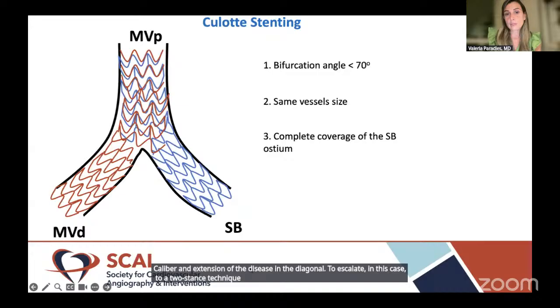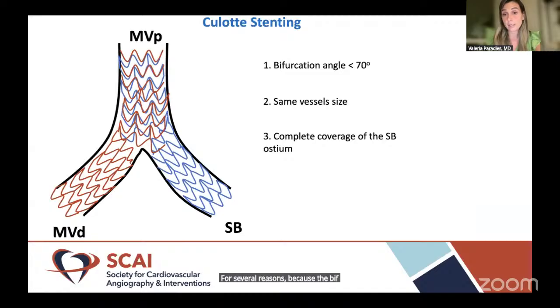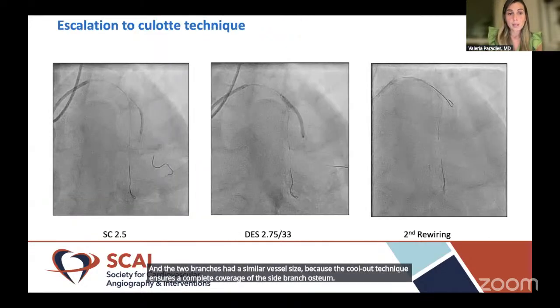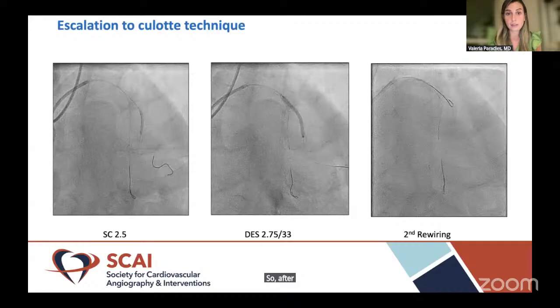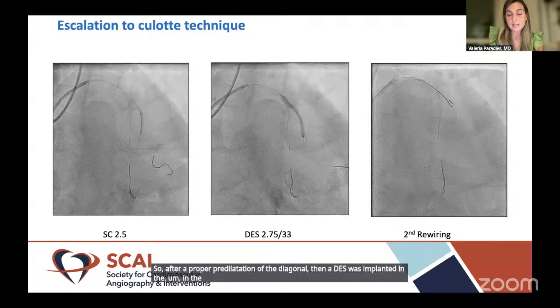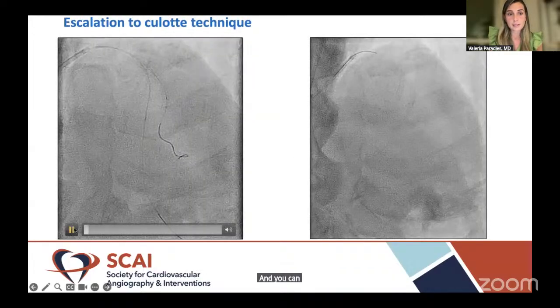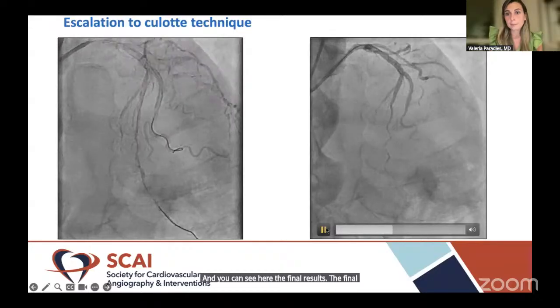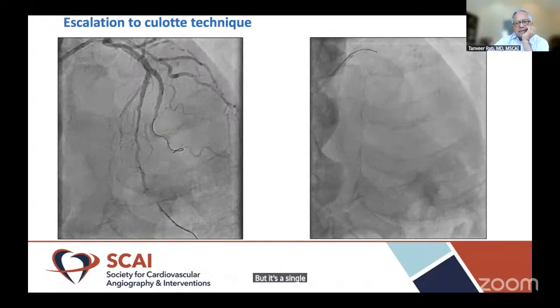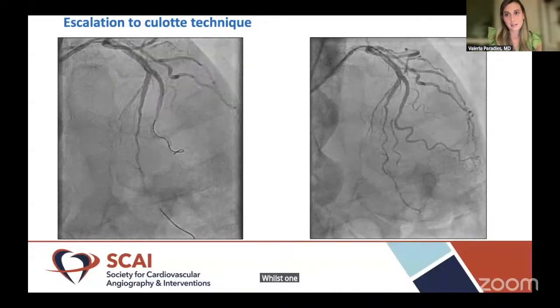And the decision was to proceed with a culotte technique for several reasons: the bifurcation had an angle lower than 70 degrees, the two branches had a similar vessel size, and the culotte technique ensures complete coverage of the side branch ostium. So after proper predilatation of the diagonal, a DES was implanted in the vessel. The second rewiring was performed, then final kissing balloon, and you can see here the final results. So this was a single kiss culotte, not double kiss, right? Is that correct? Yeah, single kiss culotte.